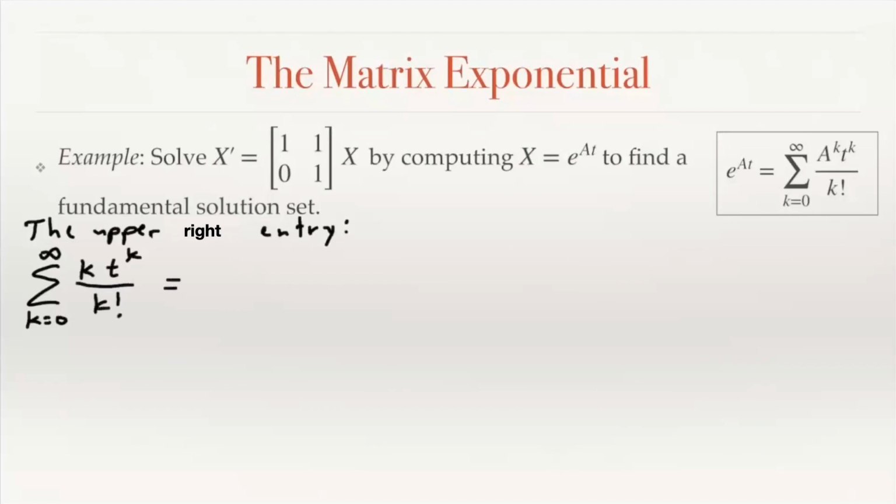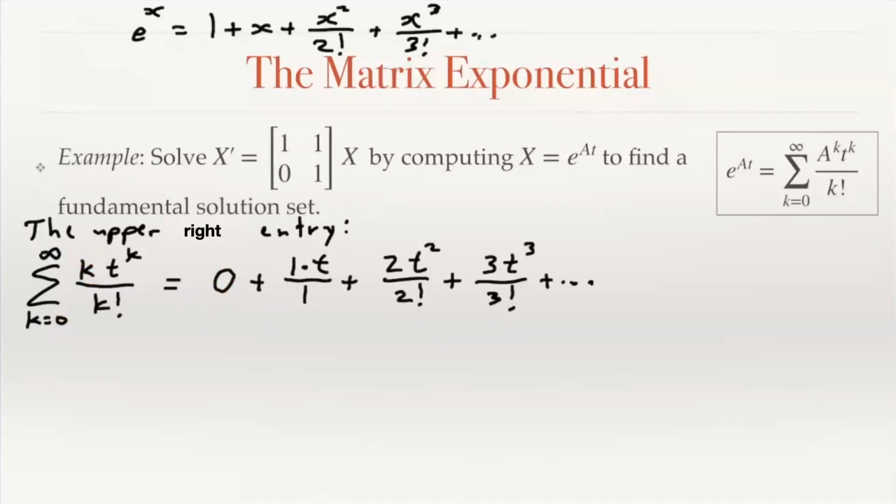It might be helpful to write this out. So plugging in k equals 0, we have 0 times something. Plugging in k equals 1, we have a 1 times t to the 1 over 1. At k equals 2, it's this, and so on. And this is looking pretty similar to an e to the t of some kind. Okay, so 2 over 2 factorial is 1. 3 over 3 factorial, we have a 2 factorial left. The next term will be 4 over 4 factorial. There's a 3 factorial left, and so on.